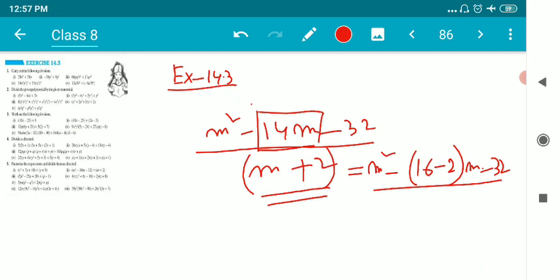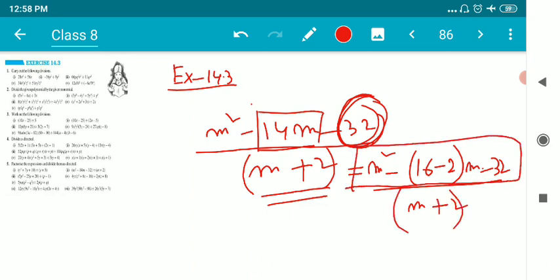Children, 7 is not a factor of 32. 10 is not a factor of 32. So I cannot take 10 plus 4 or 7 plus 7. I have to take something which is really a factor of the last number 32. And the down part, what do I have? I have m plus 2. By using middle term factorization, I'll get something which will be cancelled with m plus 2, and I'll get my final answer.